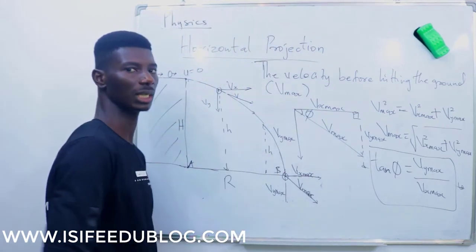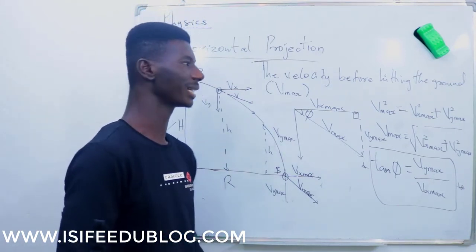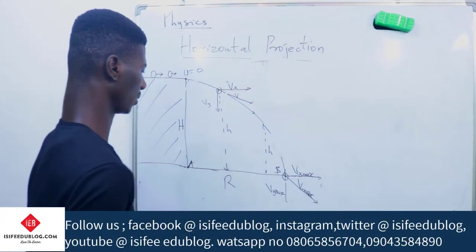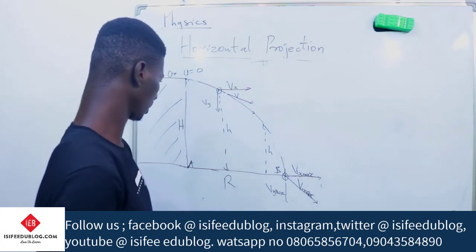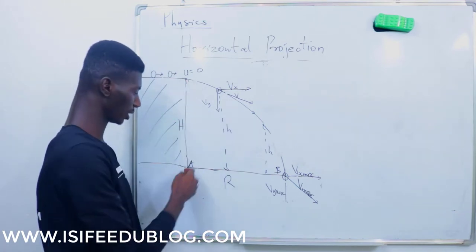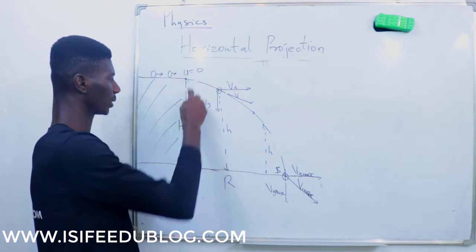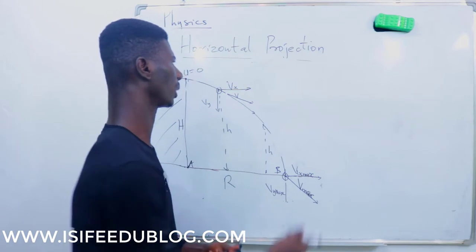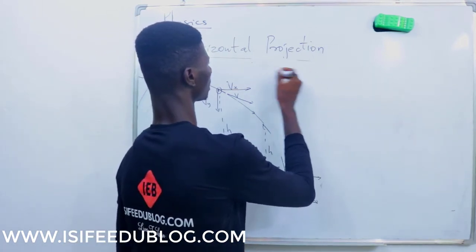Now let's move on to the terms also used, which are time of flight, maximum height, and range. First, let's treat the maximum height. From our diagram, the maximum height is from this point to this point. Any other height is small h. From here to this point is capital H. We can get capital H using any formula we like where H appears in the equation: the first, second, and third equations.